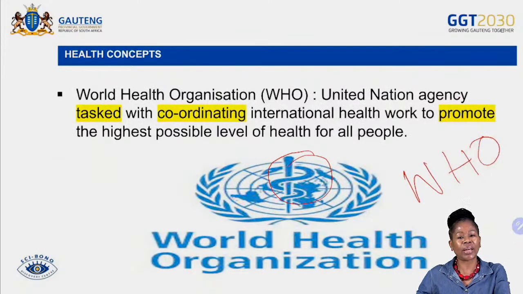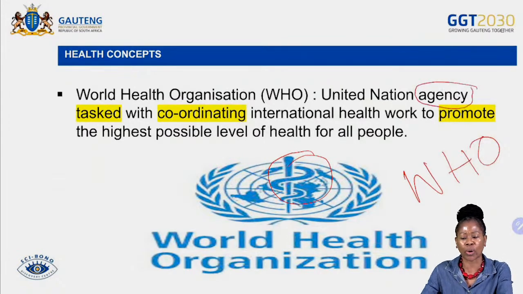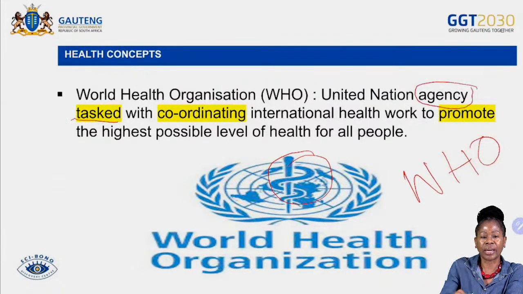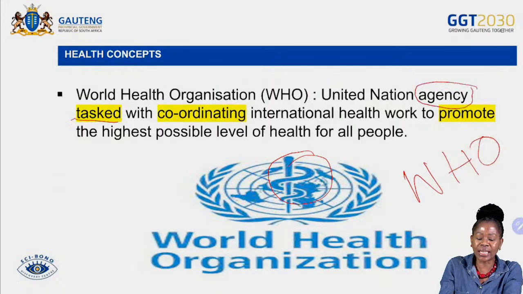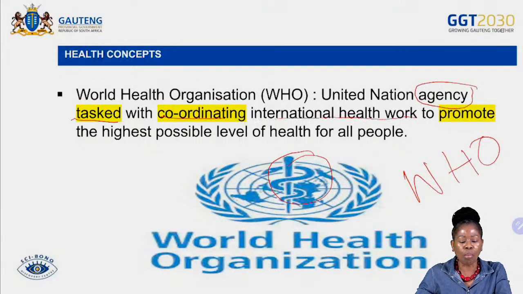Now let us define, explain, or understand when we talk about the World Health Organization. Here, I say it is a United Nations agency. What are agencies? They are people or a group or a body that is tasked, given a task, with coordinating international health work to promote the highest possible level of health for all people.